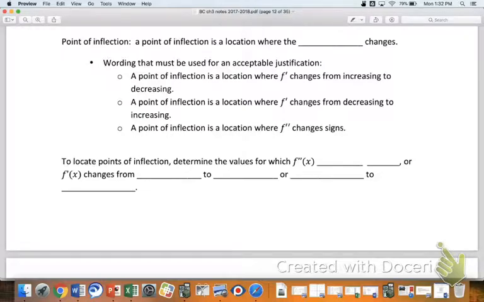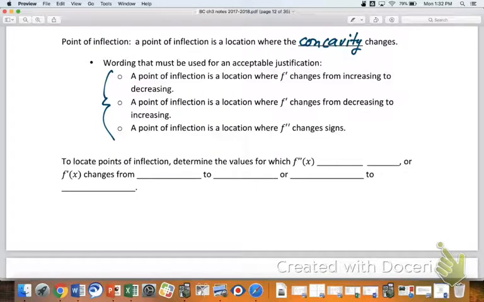So it is where the blank changes. What would you put in the blank? Concavity, yep. It's where the concavity of whatever graph we're looking at changes from either concave up, concave down, or vice versa. So there's several different types of wordings that you could use here. Point of inflection for f is where f prime changes from either increasing to decreasing or decreasing to increasing, or it's where f double prime changes signs from positive to negative or negative to positive. So any one of those three would be an appropriate way to justify an inflection point.